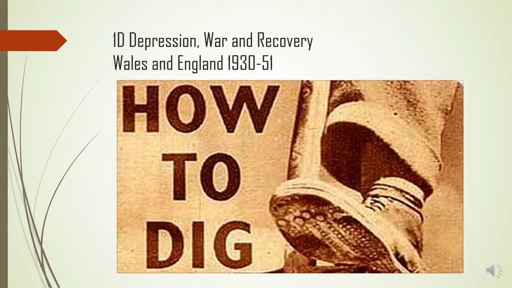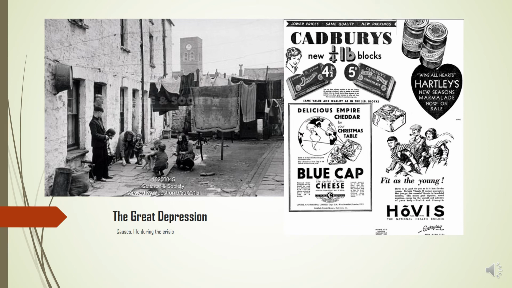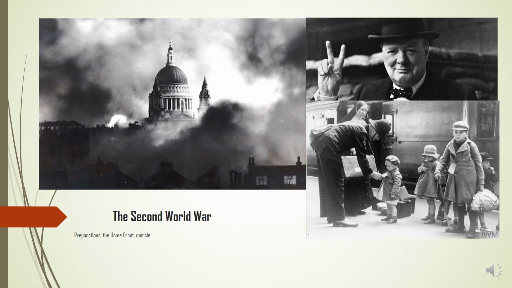In Year 11, there follows a kind of parallel history looking at Britain from 1930 to 1951. We'll look at the Great Depression and how that affected people in Britain and particularly the South Wales coalfield. We'll look at the Second World War and how the British people coped with this situation.